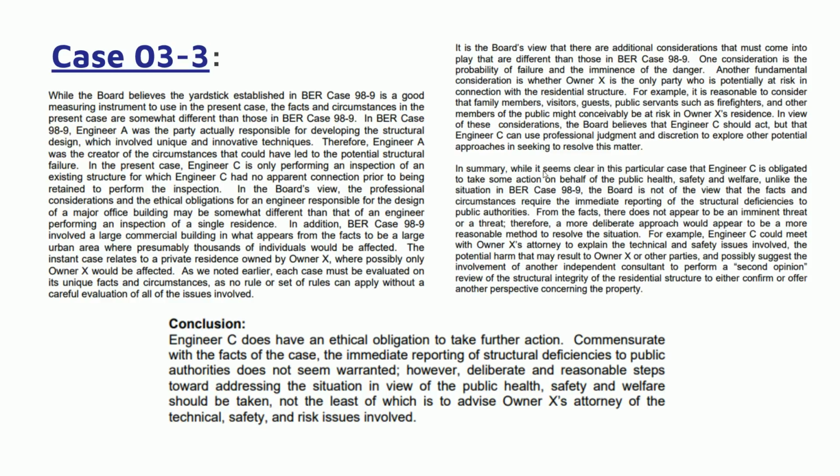Now, the Board of Ethical Review says it seems clear that Engineer C is obligated to take some action on behalf of the public interest. But unlike the prior case, the board does not think that the facts require immediate reporting of the structural deficiencies to public authorities. So the board says something should be done about it, but maybe it doesn't require whistleblowing just yet. Maybe there are other steps that you can take. For instance, maybe you can inform the attorney that there is an important safety issue and that maybe they should get a second opinion from another engineer, something to confirm that, in fact, this is a genuine concern.